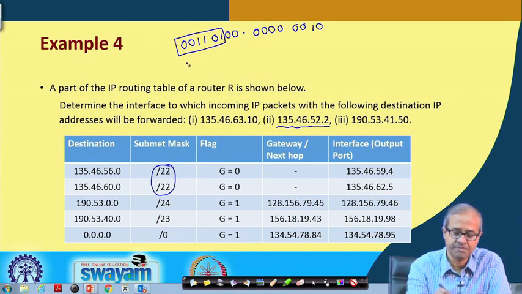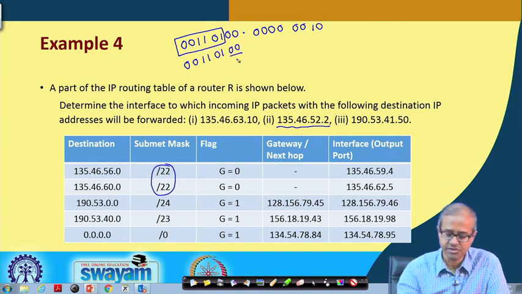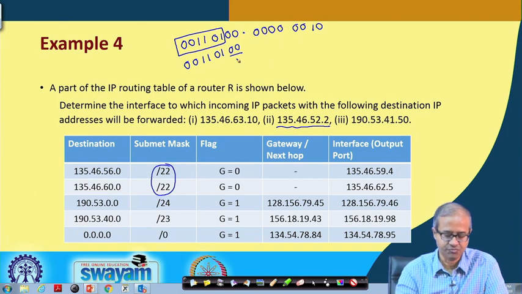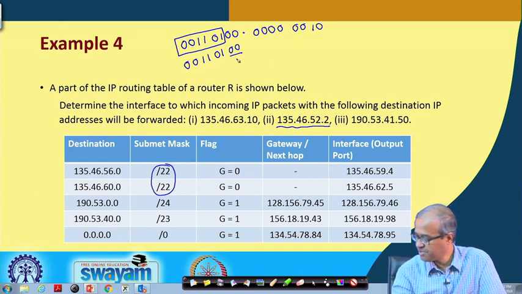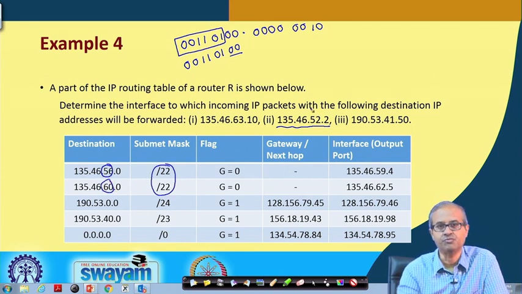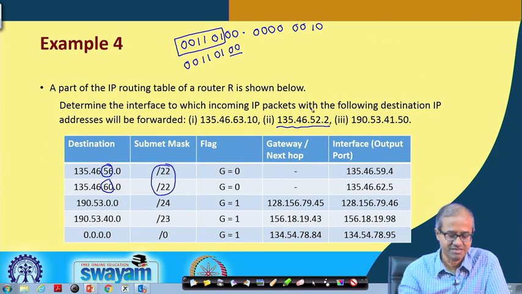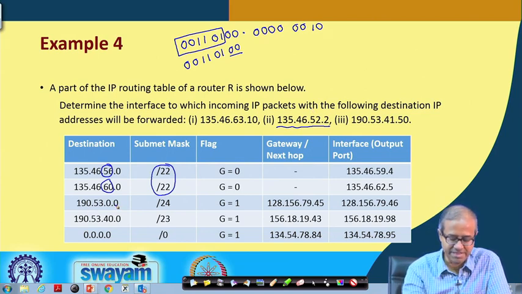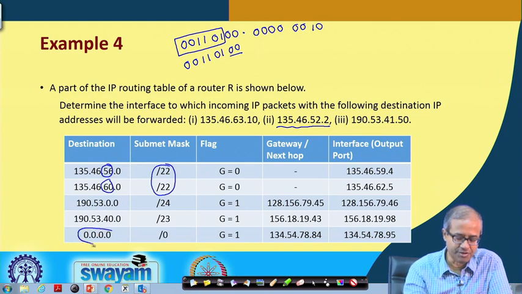So, if you do a bit by bit ANDing with this, it will remain as 52, but you see this is 56 and this is 60. So, it is not matching with 52. So, there will be no match. There will also be no match here, 190, also no match here. So, finally, it will go to the default.